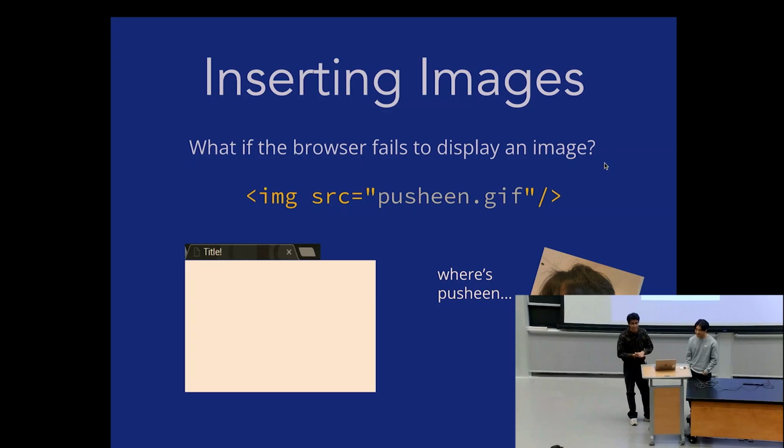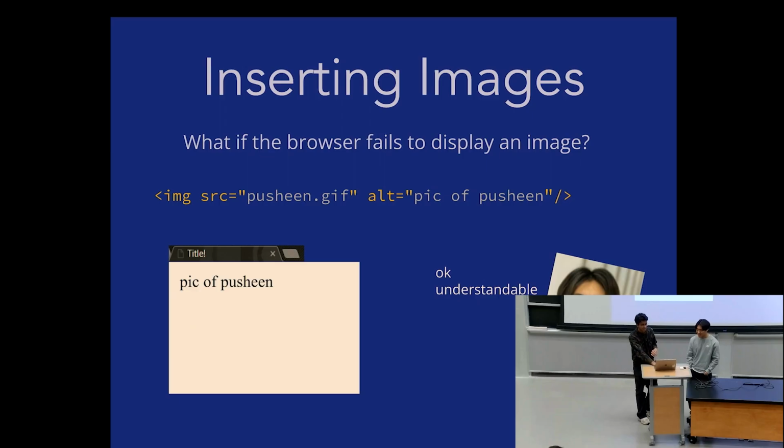Another quick thing is, in the case that your browser doesn't display an image correctly, it's good practice to add alt text so that a user who's confused when they don't see a picture will understand. This is also good for semantics. If you're just reading through your code and not looking at the web page, it's good to label things with alt text and things like that.